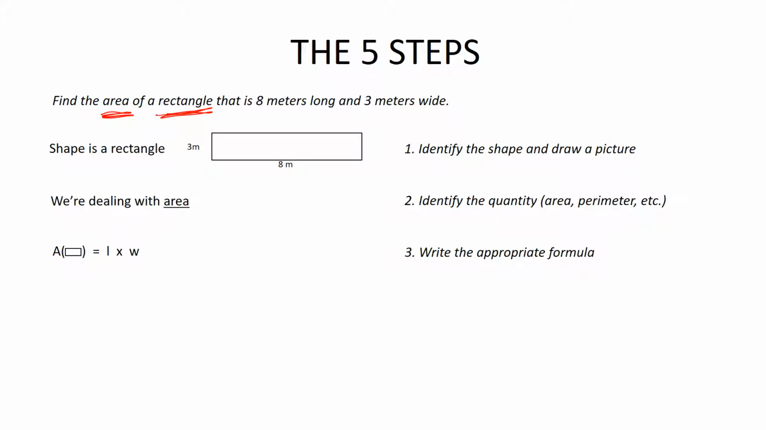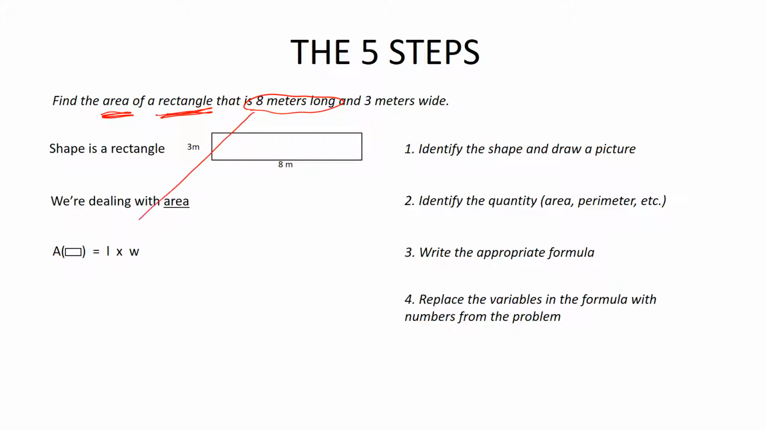Fourth step. I replace the variables, the letters, in the formula with numbers from the problem. Looking at the problem, I can see this rectangle is 8 meters long, and remember the L stands for length. So I'm going to replace this L in the formula with the number 8. It's 3 meters wide, and in the formula W represents the width, so I'm going to replace that with the 3. And it's going to look like this. So now the formula is area is 8 times 3, right?